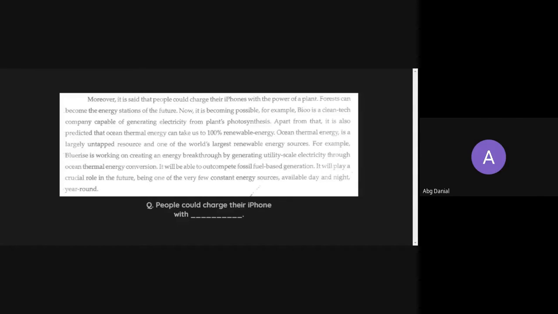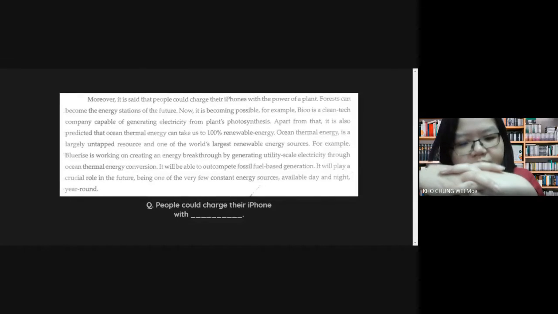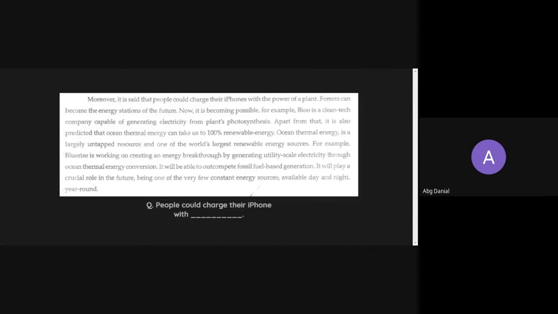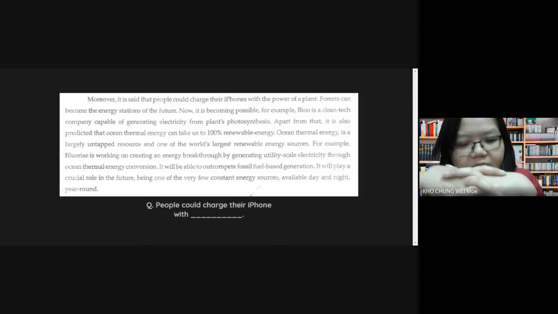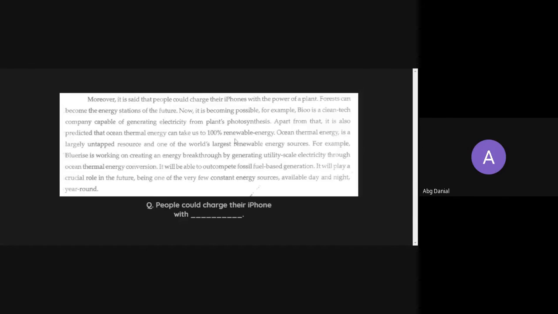It will play a crucial role in the future, being one of the very constant energy sources available day and night, year-round. Okay, so people could charge their iPhone with what? So fill in the blank.